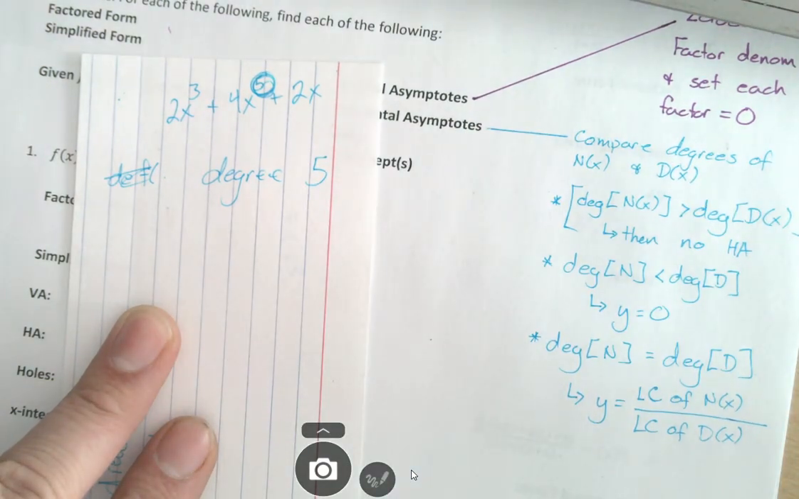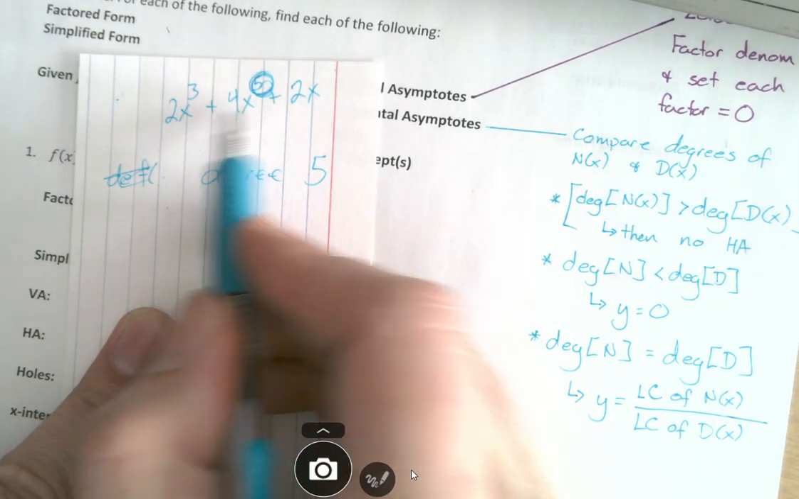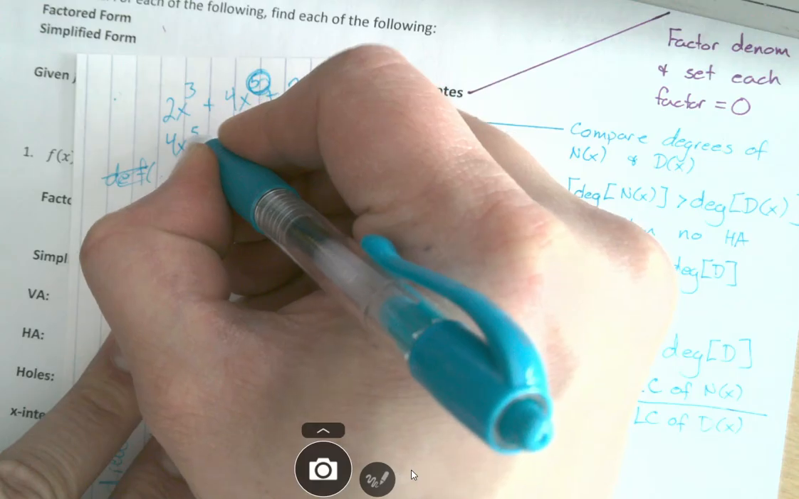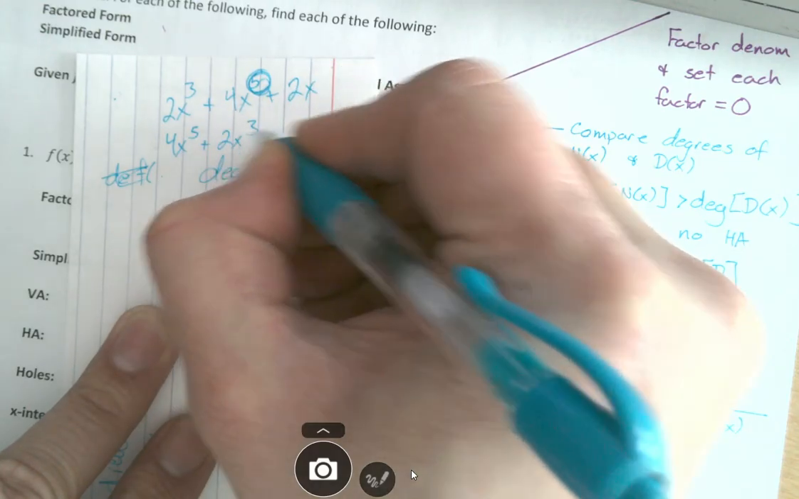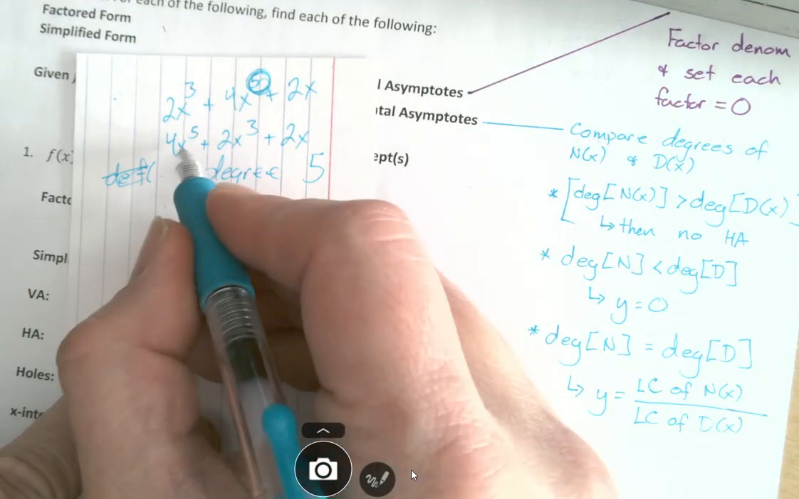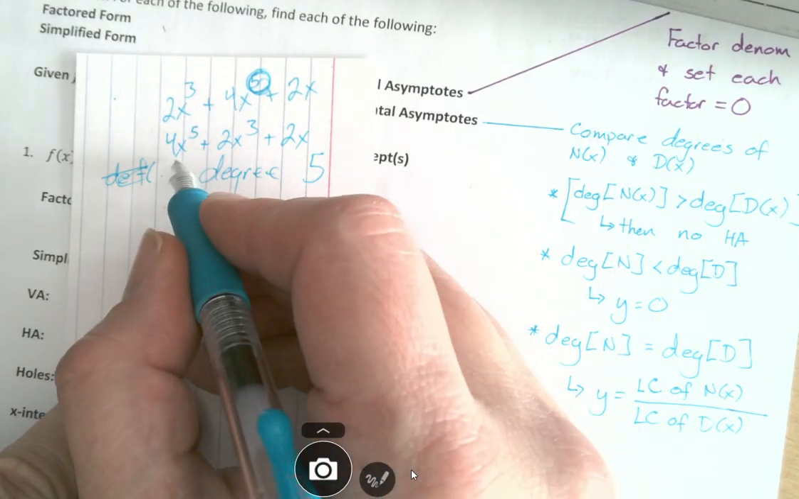Now, the leading coefficient is always attached to the biggest term. This is in the wrong order. How should this be written? 4x to the 5. All right, so we call it the leading coefficient because when we write things like normal human beings do math and we write it in the right order, this is the very first number.